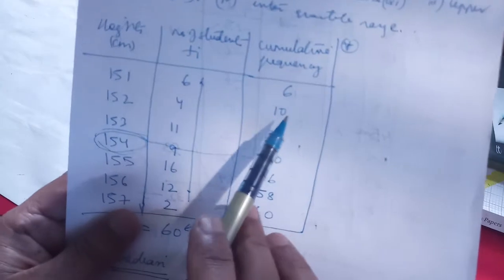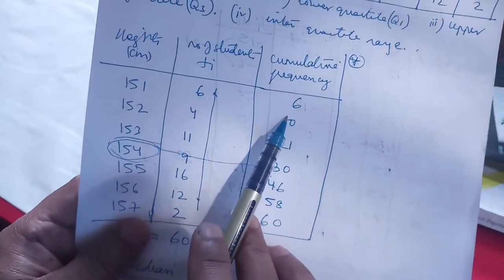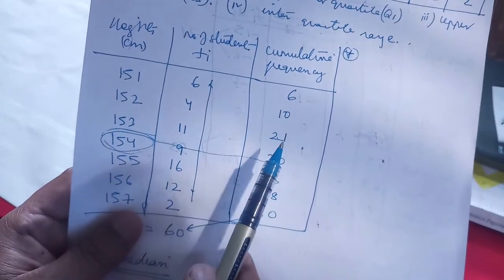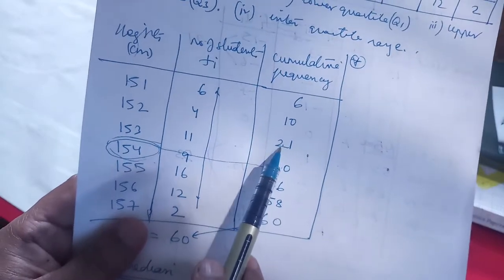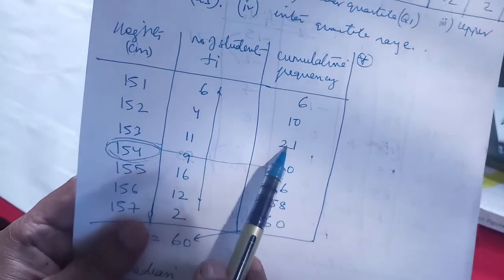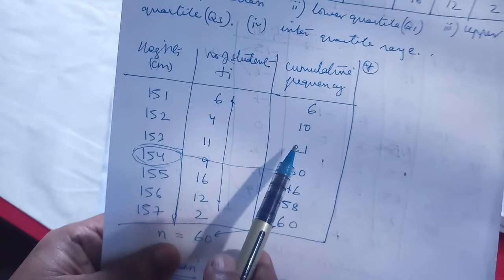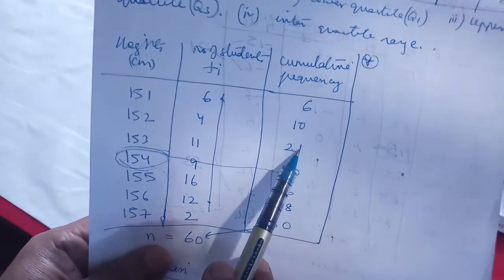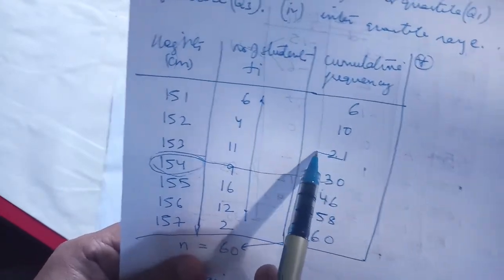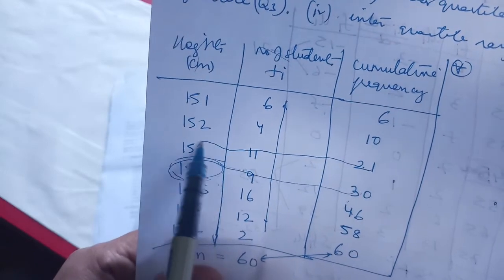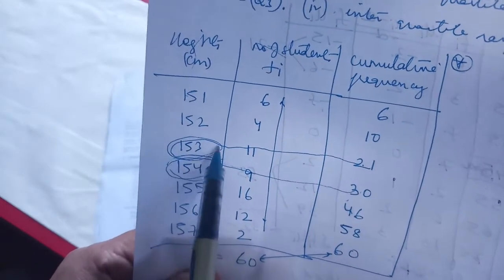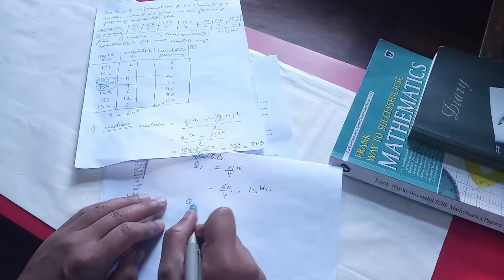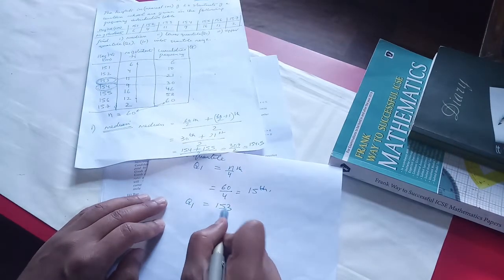Now look for the 15th observation in the cumulative frequency. Do you see 15th? No, you see 10. After 10, what do you see? 21. So you take this 21, because 10 is nearer, but 21 is greater than 15. So look at the corresponding value of that: 153. So this is your lower quartile. Therefore Q1 will be 153.